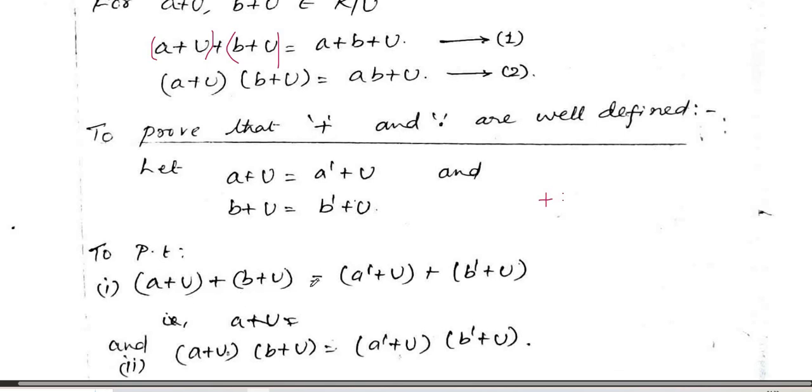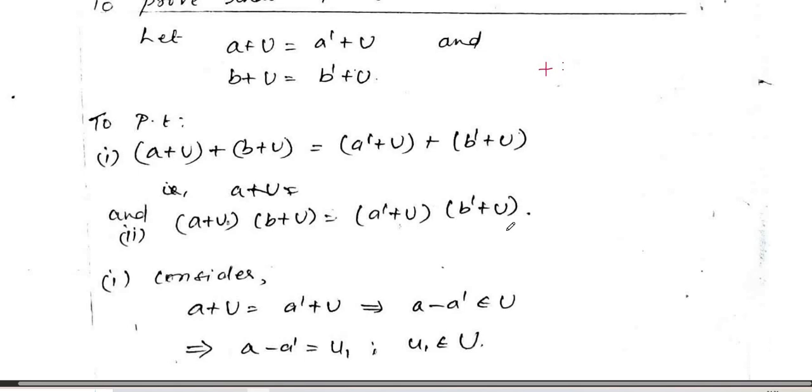a plus U plus b plus U should be equal to, that is, equal elements should imply equal images. This is the function. So that is what we are doing here. So a plus U plus b plus U is a prime plus U plus b prime plus U, and similarly for the product we have.